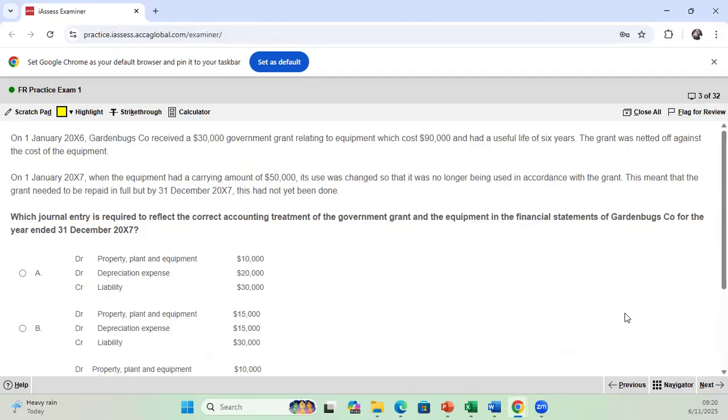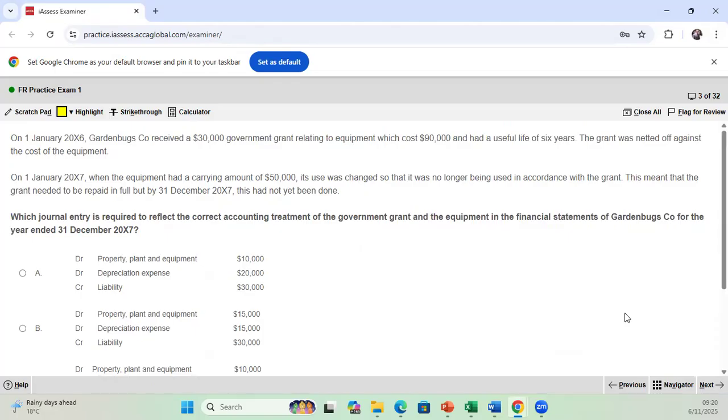So if you're accounting for the grant, there are 2 approaches. You can treat the grant as deferred income, or you can net off the grant against the capital cost. You can treat the grant as a deduction of the cost, or you can treat it as deferred income. So in this case, they are saying the grant was deducted from the cost.